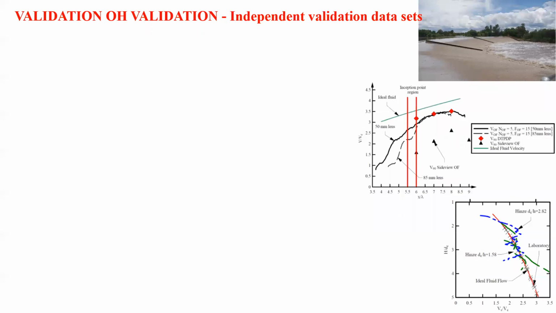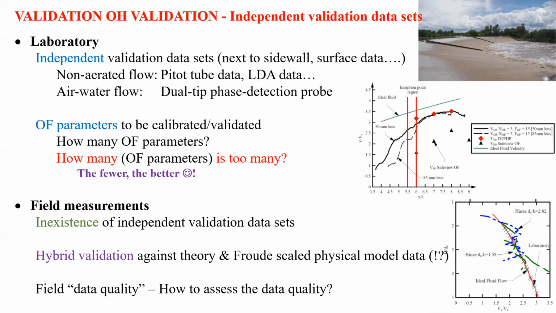Second key challenge is validation. In the laboratory, we may use some datasets such as a Prandtl pitot tube or dual-tip phase-detection probe for validation, but one needs to be mindful that some of the optical flow techniques have a very large number of optical flow parameters that need to be calibrated. And at the University of Queensland, we tend to use some older techniques because of the lesser number of parameters to calibrate. In the field, there is an inexistence of independent validation datasets, and we rely upon a hybrid validation.